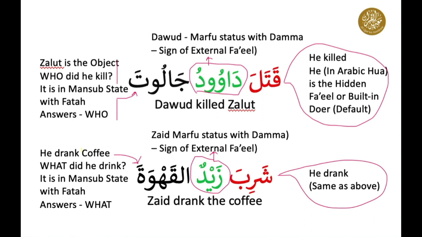If we look at the other sentence, Shariba Zaidun al-Kahwata. Al-kahwata was originally al-kahwatu. However, because in the sentence, al-kahwatu, coffee, is playing the role of an object or maful here. How? If you ask the question, what did he drink? He drank coffee. So coffee is the answer to the question, what, here? So that is the maful. And that's why instead of al-kahwatu, it has changed its haraka there. And it's showing the status as mansub or nasab, taking fatha.